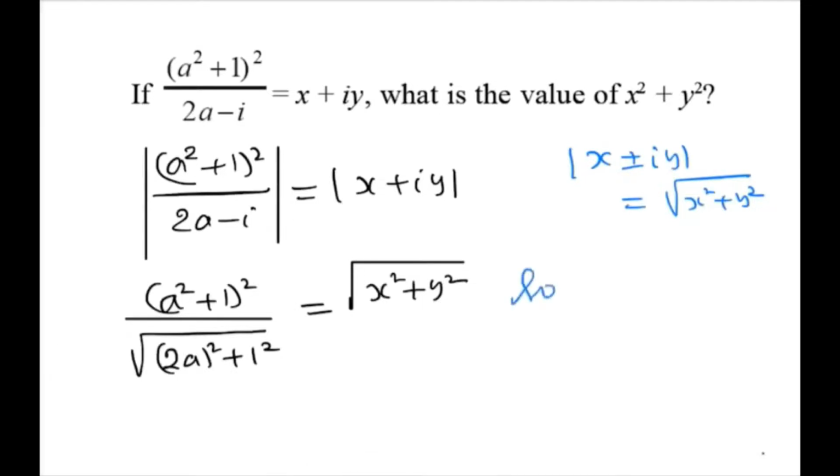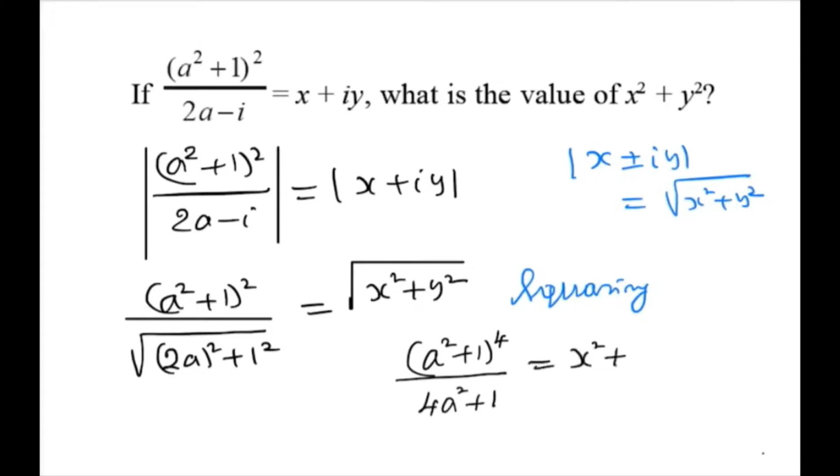Now squaring on both the sides, we get (a square plus 1) whole raised to the power of 4 upon 4a square plus 1 equal to x square plus y square. This is the required answer.